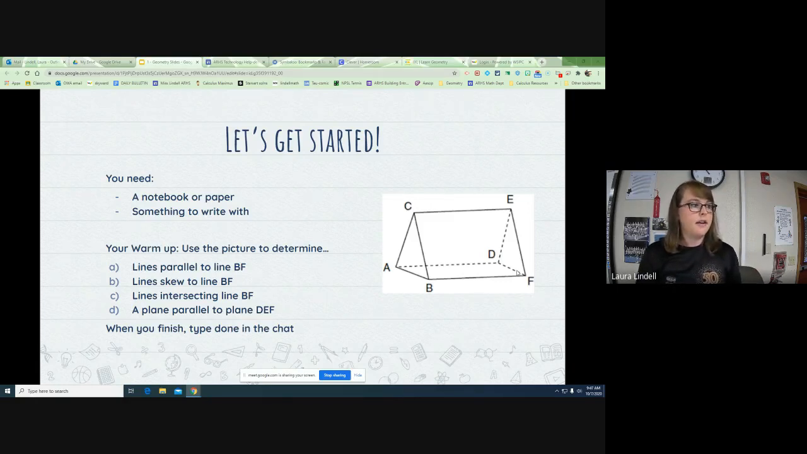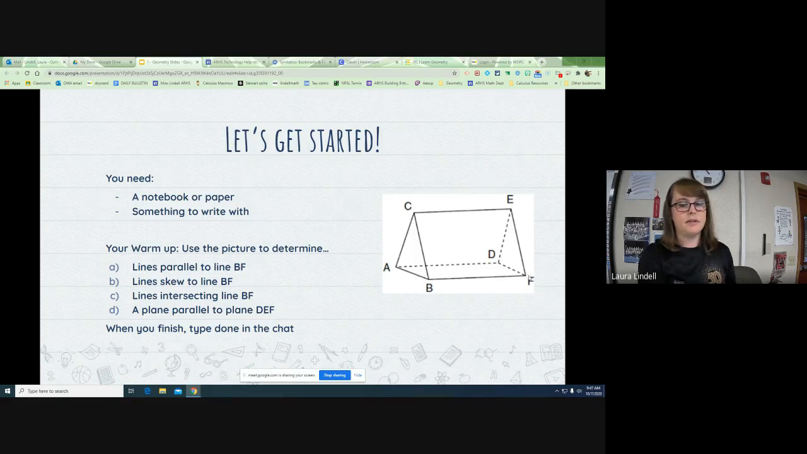All right, how about lines intersecting line BF? One's a little easier. There should be 4 of them. All right, BA is one of them. What's another? BC, there we go. There's 2 of them, both of the ones that touch at point B.